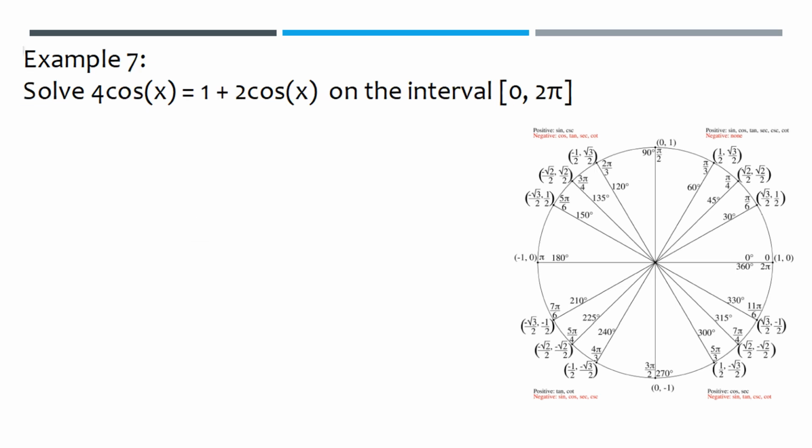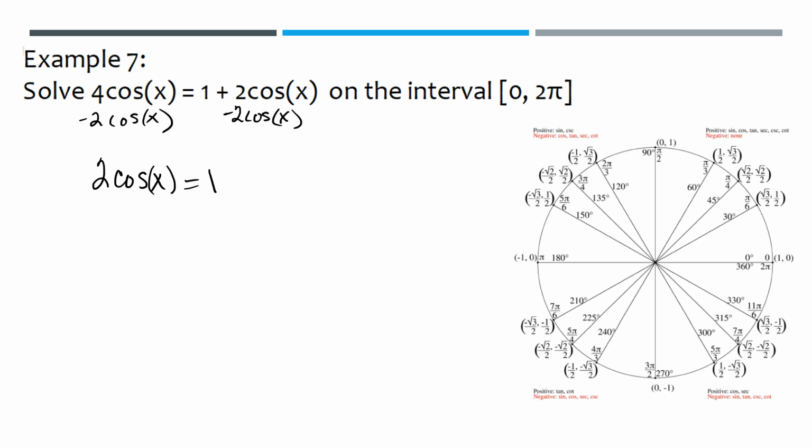Okay, example 7, 4 cosine of x equals 1 plus 2 cosine of x. Solve on the interval of 0 to 2 pi. So we're going to do a little bit more cleanup on this one like we did in a previous example. Get all of our cosine terms together. So let's subtract 2 cosine of x on both sides of our equation. This leaves us with 2 cosine of x equals 1.